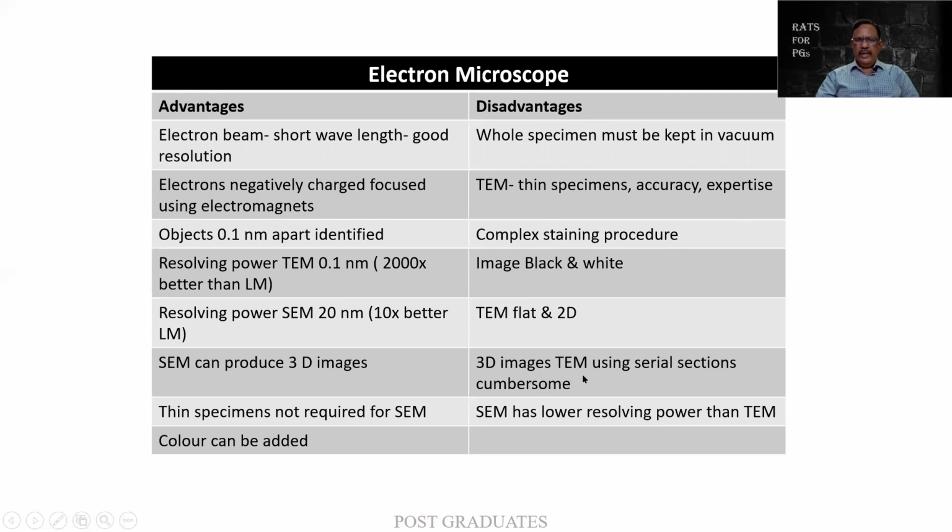Three-dimensional imaging in TEM can be done, but it is by using serial sections, and it is a cumbersome, very difficult procedure. And the scanning electron microscope, though it can produce three-dimensional images, has a low resolving power. So this is the list of advantages and disadvantages. Again, I would like you to write this, because the question is going to be like this: applications of electron microscope, and this will be part of the answer.